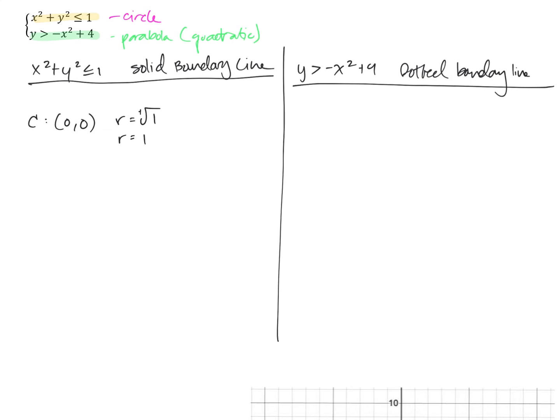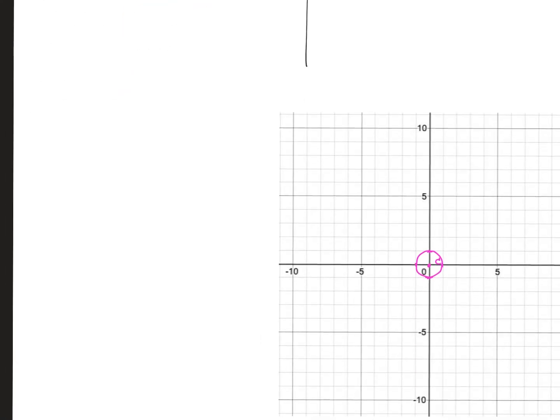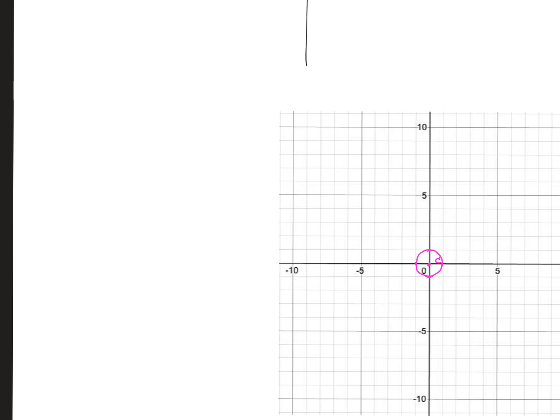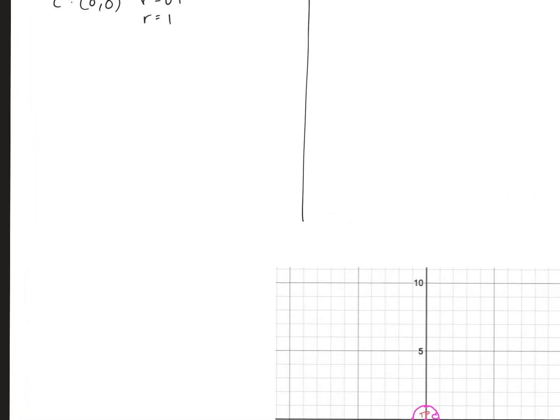Now let's do a test point. Can we pick (0, 0)? Yeah, we can. So let me go ahead, picking (0, 0). I'll go ahead and label it with TP. So our test point was (0, 0).